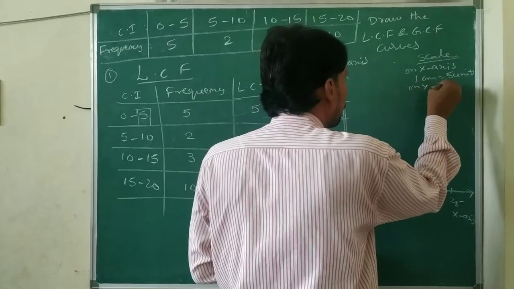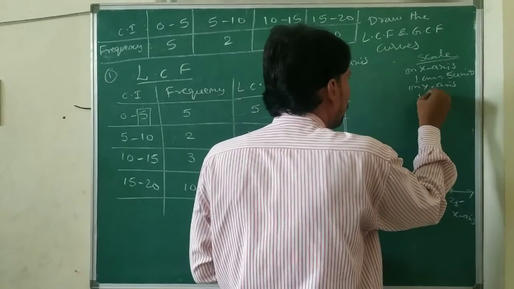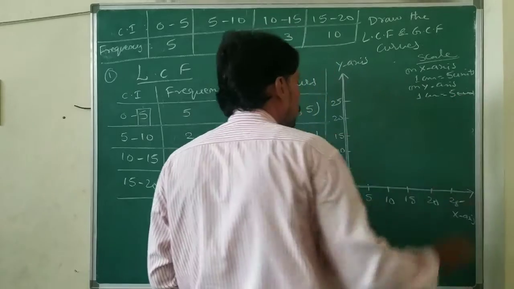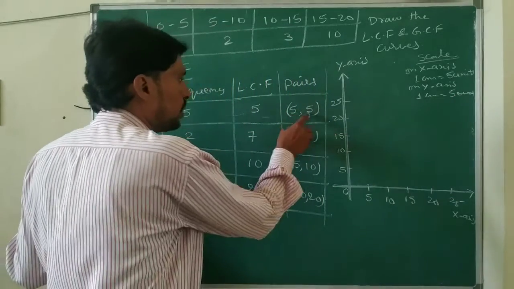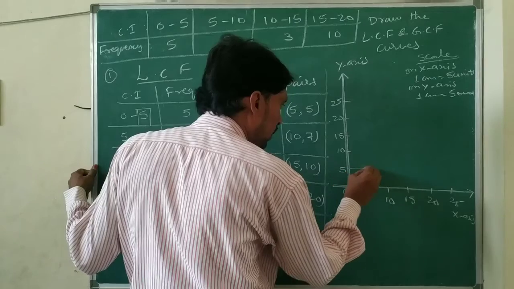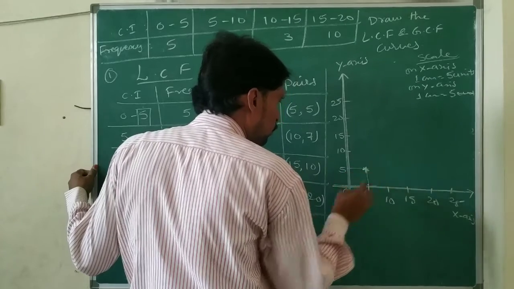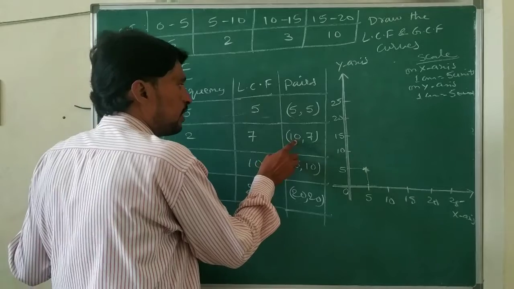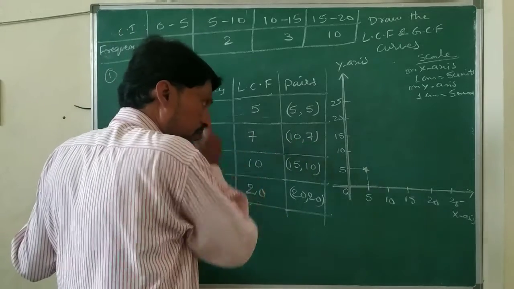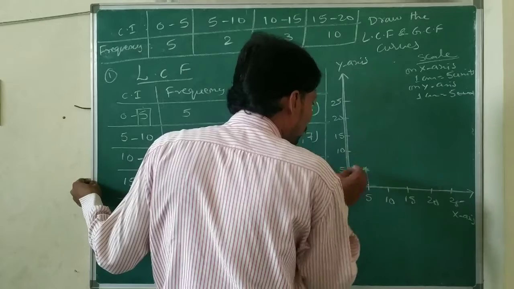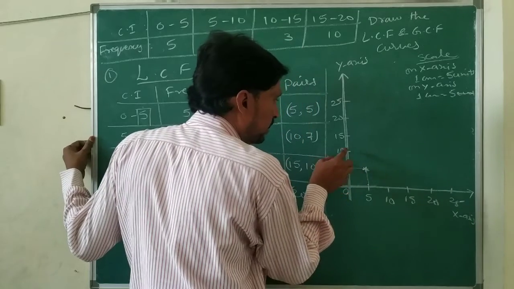On the y-axis, 1 centimeter equals 5 units. Now the first point is (5, 5). So here the x-axis is 5 and the y-axis is also 5. Next pair is (10, 7). So on the x-axis 10 and here 7. So 7 lies between 5 and 10 only.